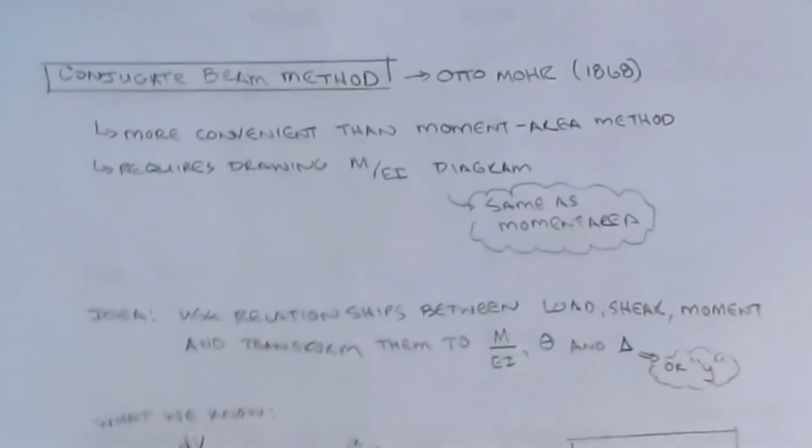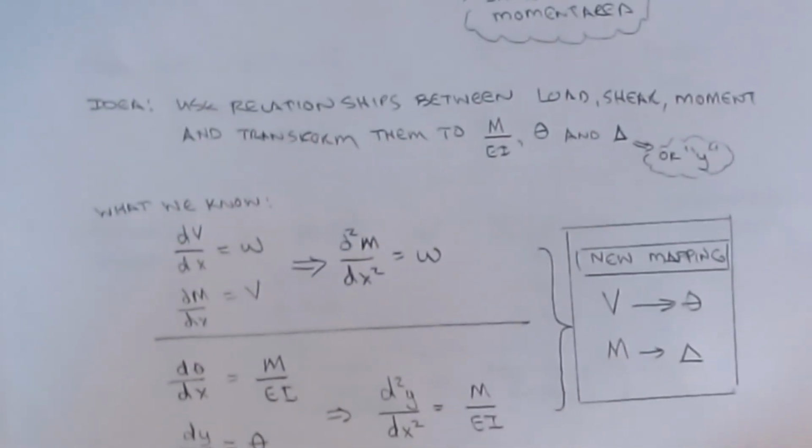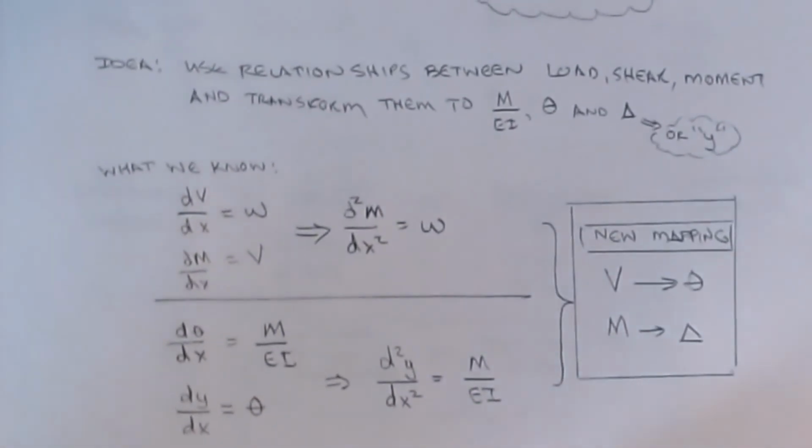And here's what his idea was. The basic idea is that we can use relationships between load, shear, and moment and then transform them to M over EI, slope, and deflection. Now, in most classic literature, you'll see deflections written as a y variable, as a function, or sometimes given as a delta. I choose to use a little bit of both, so you'll see me use both on those.